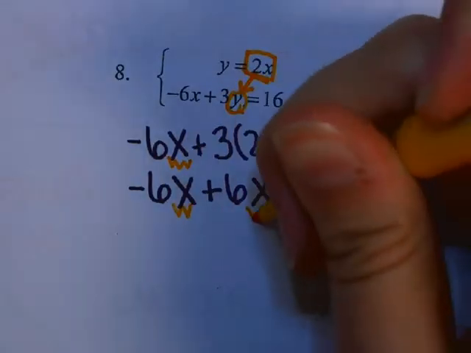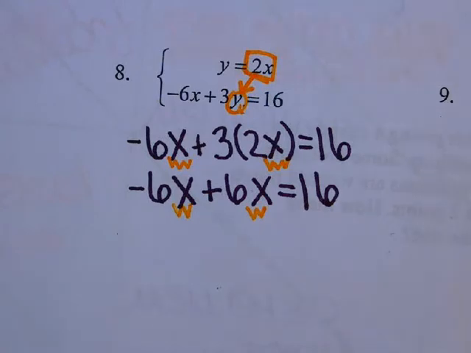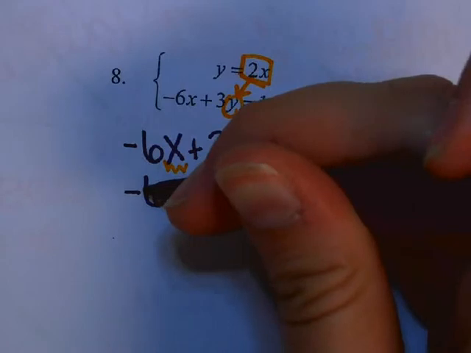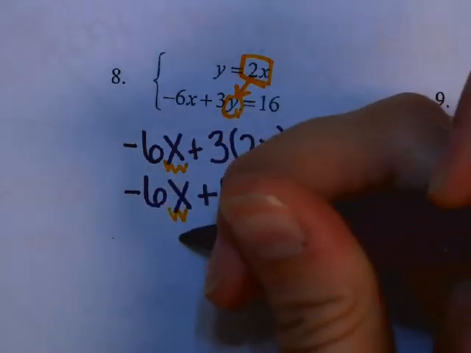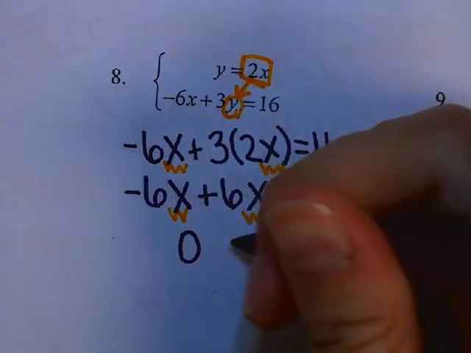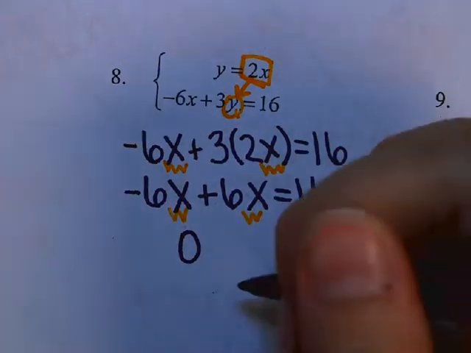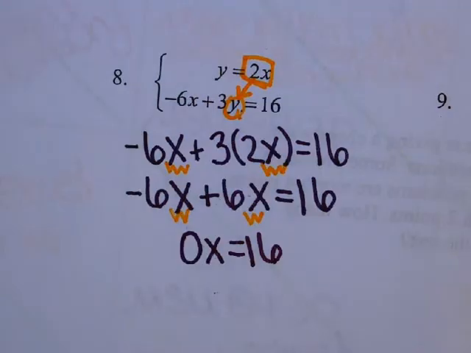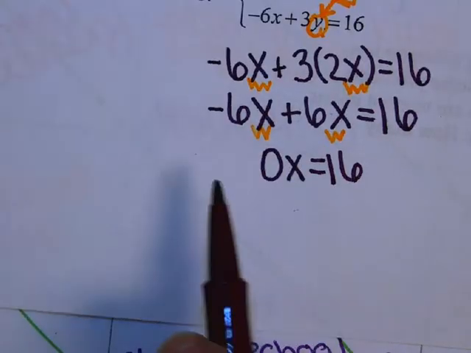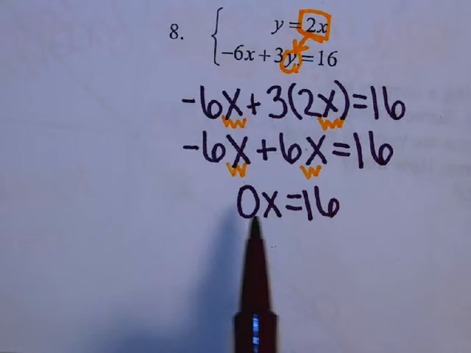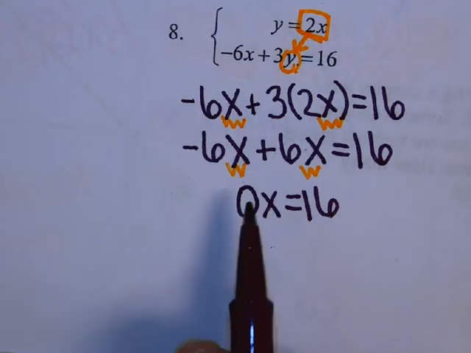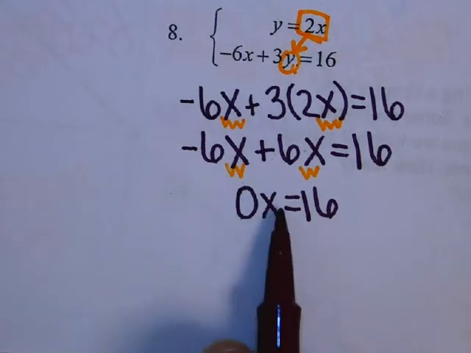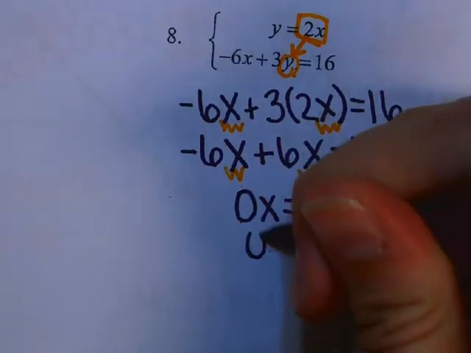We still have this x here and this x here. So we do negative 6x plus 6x. Negative 6 plus 6 is 0. So we get 0x equals 16. Alright, if I have 0 of something, it doesn't matter how much of something that is. This is 0 times 2, 0 times 1, doesn't matter. 0 times anything gives us 0.